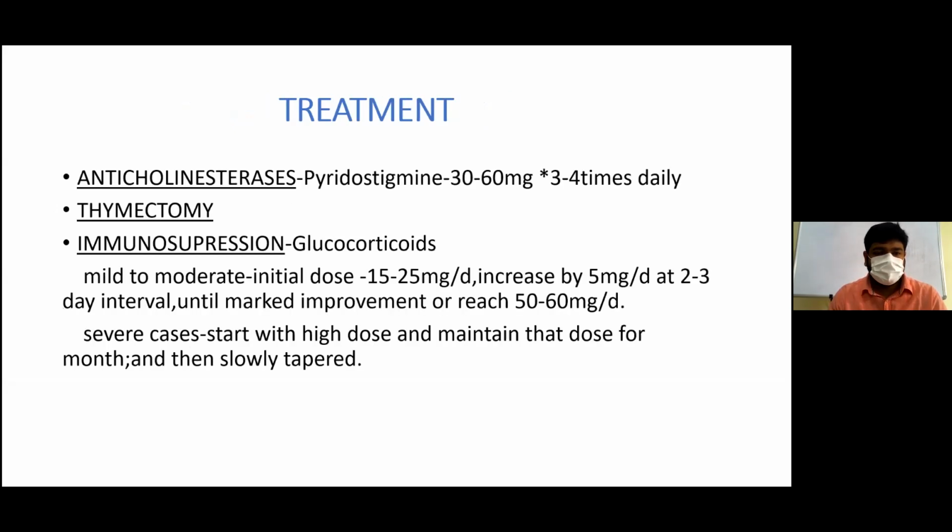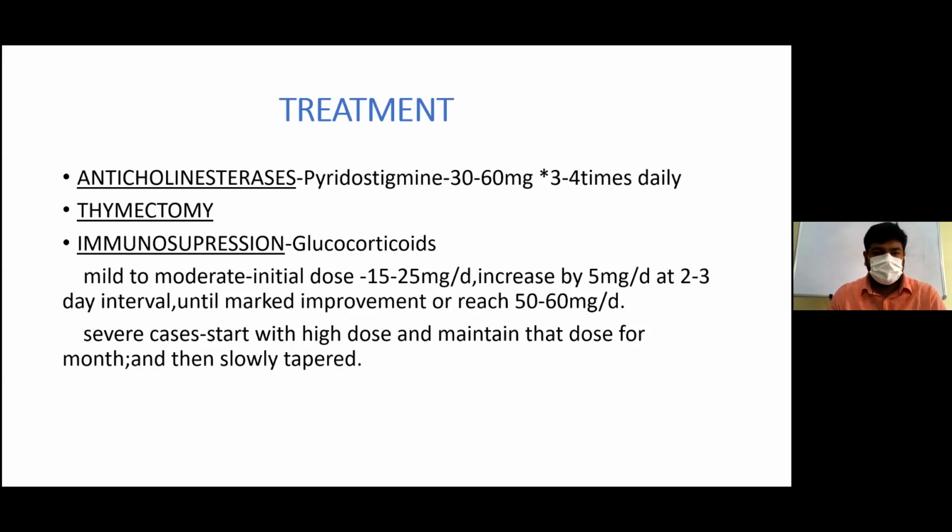Treatment includes anticholinesterases. As acetylcholinesterase cleaves the acetylcholine which is present within the neuromuscular junction, by giving anticholinesterases, we can increase the time for which the acetylcholine can be present at the neuromuscular junction. So pyridostigmine, which is of longer duration of action, 30 to 60 milligrams, 3 to 4 times daily is given. Thymectomy is done and it has been shown to improve the condition.